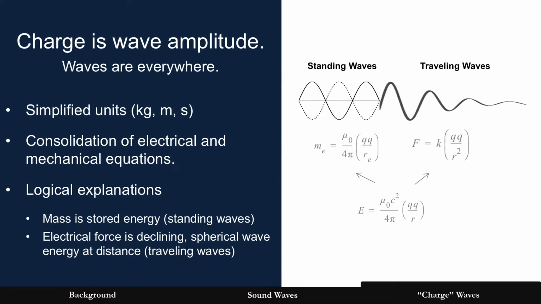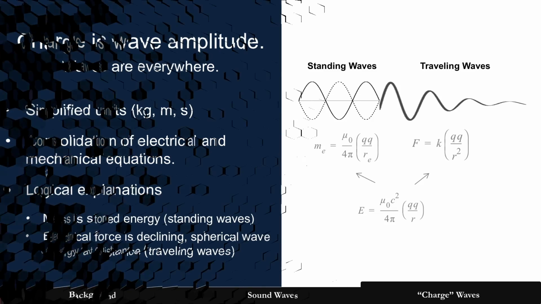In summary, charge is wave amplitude, right? Waves are everywhere, and just quickly, what we did here was we simplified the units, right? We didn't need a complicated unit system. Everything comes down to kilograms, meters, and seconds. And starting with one energy equation, we're able to consolidate electrical and mechanical equations, with a very logical explanation, right? Mass is stored energy, it's standing waves. And electrical force is declining spherical waves, energy at distance, traveling waves. And that's it. Charge is wave amplitude.